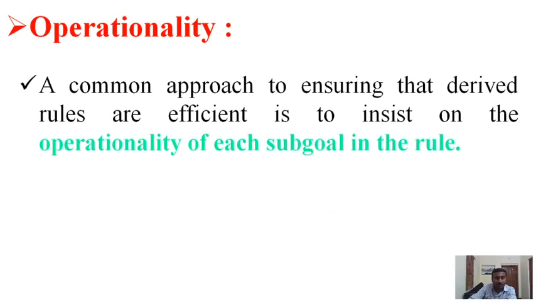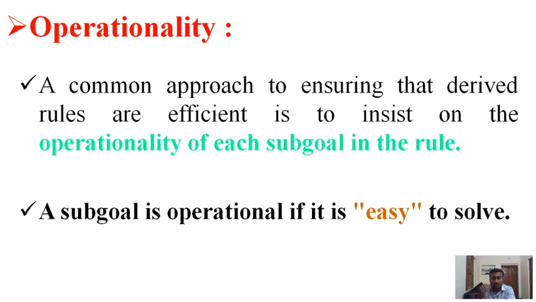Then what is operability? A common approach to ensuring that derived rules are efficient is to insist on the operability of each subgoal in the rule. So whatever rules you define, if they are efficient, they must be operable on each subgoal in the rules also. So on the subgoals also it must execute. The subgoal is operational if it is easy to solve. Whenever the subgoal is operational, it is easy to solve.